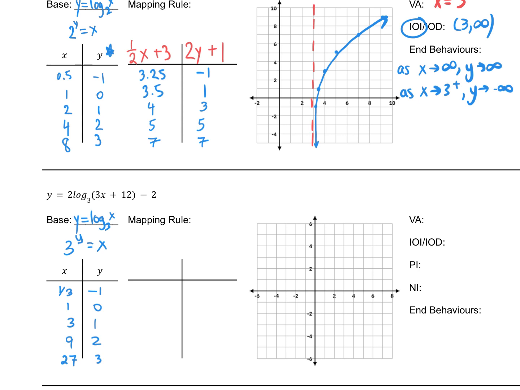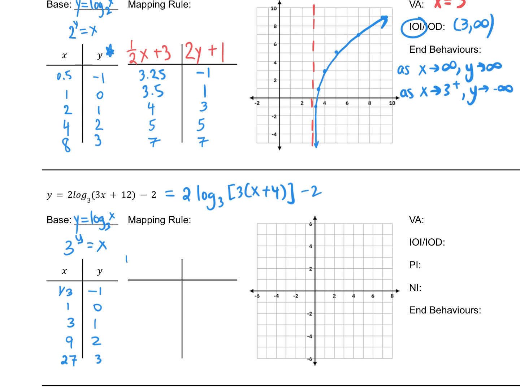Now, in terms of our mapping rule, of course, we are going to factor out our k value first. And we have a vertical stretch by a factor of 2, a horizontal compression by a factor of a third, left 4, down 2. So why don't you pause this video and try to write out the mapping rule for yourself and then come back to check your work.